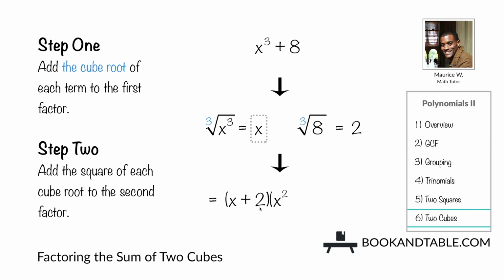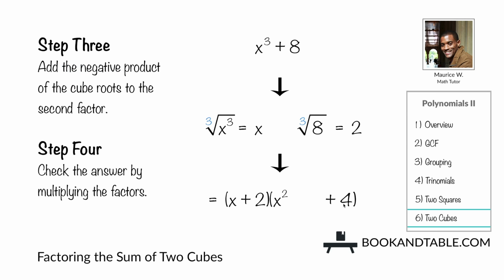And now the second step, we want to add the square of each cube root to the second factor. So the cube root of the first term is equal to x. So when you square that, you get x squared. That'll be the first term in our second factor. And then we want to add the square of this cube root as well. The cube root of 8 is equal to 2. When we square 2, we get 4. We'll place this at the end of the second factor.